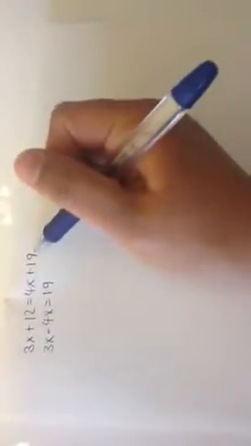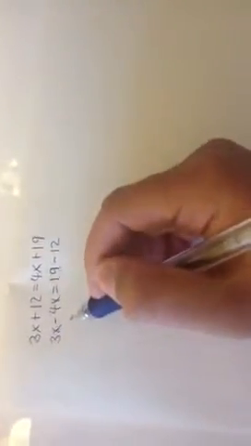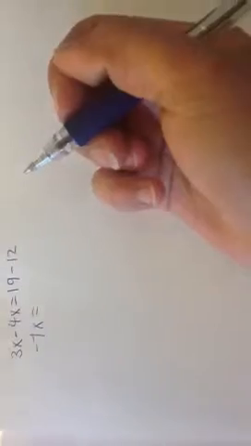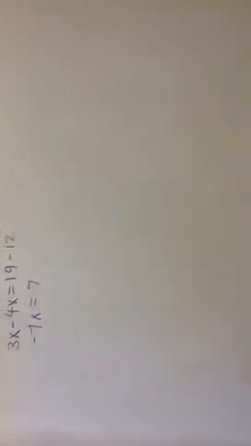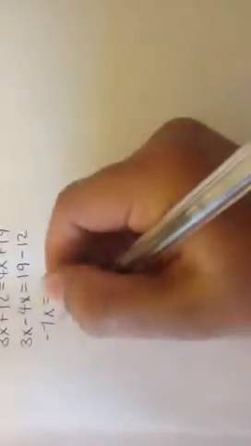Equals to, we already have 19 here, so we're going to move 12 to this side, so now it's minus 12. 3x minus 4x, that is minus 1x, equals 19 minus 12, that is 7. So now we're going to divide by 1x on both sides of the equal sign.